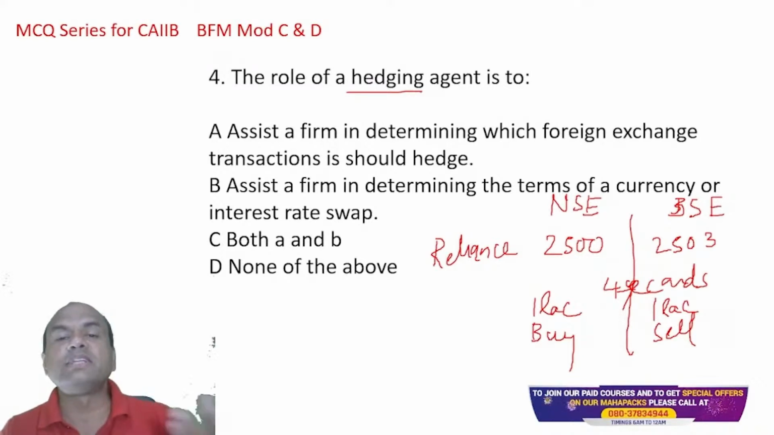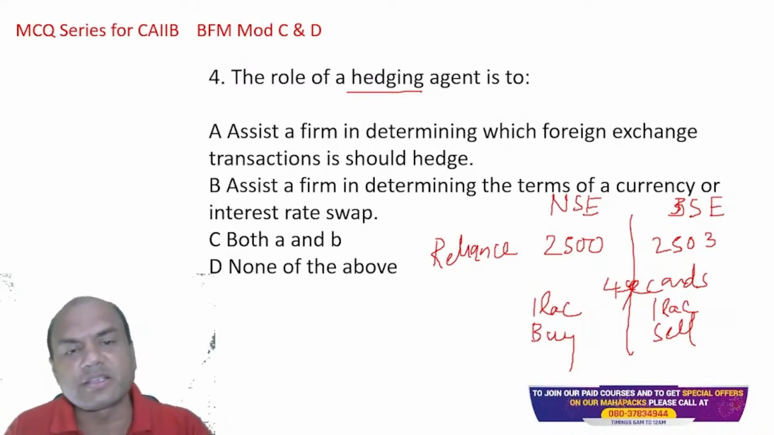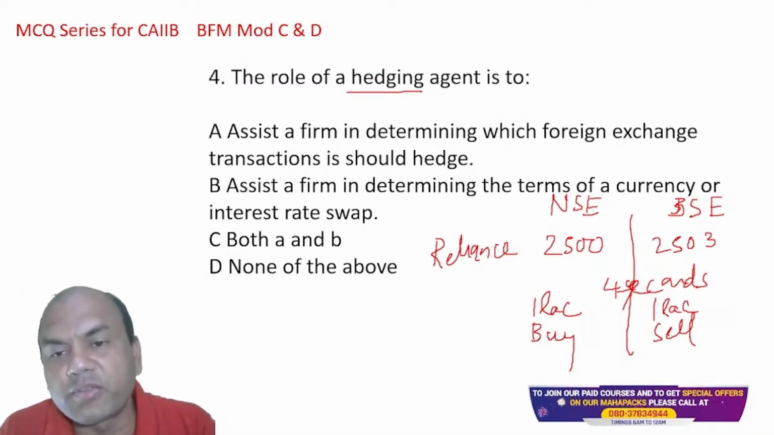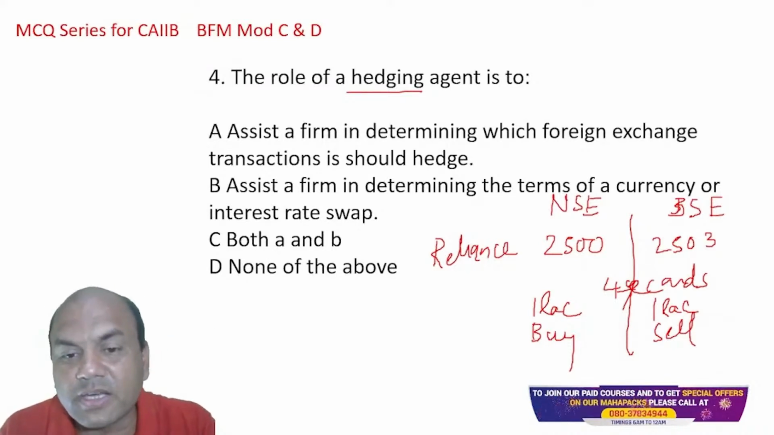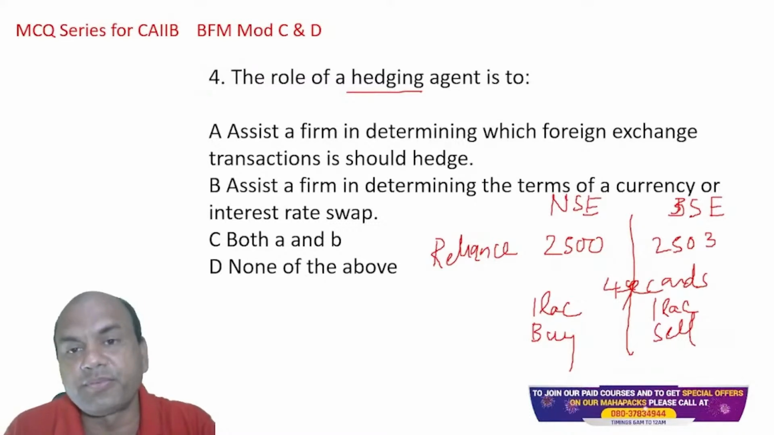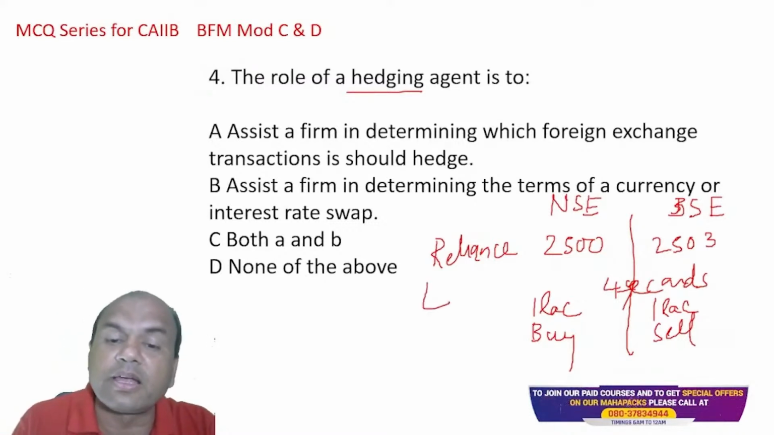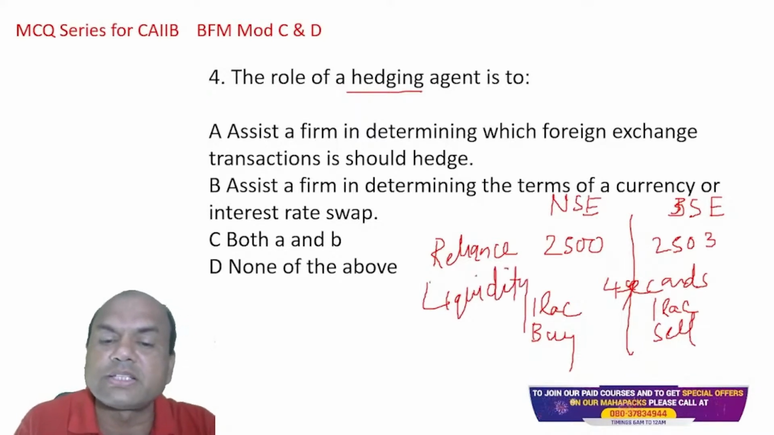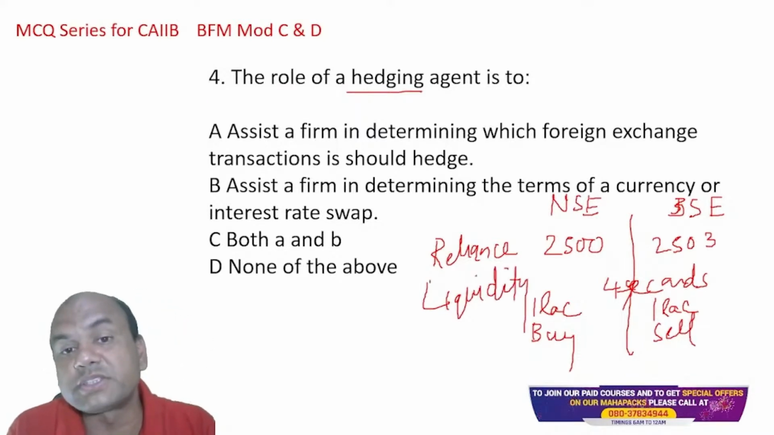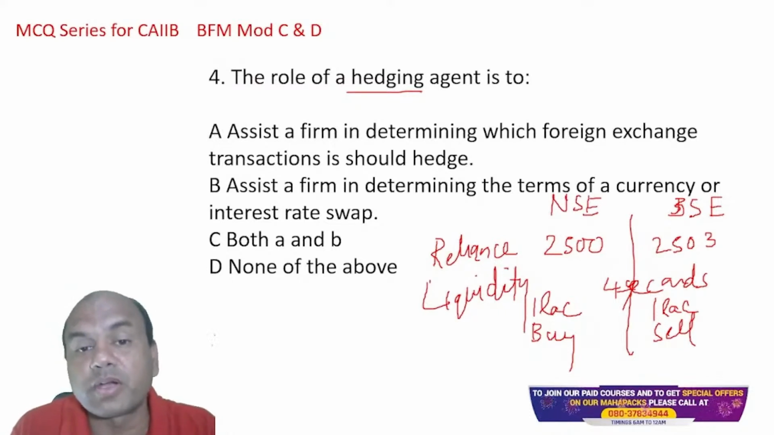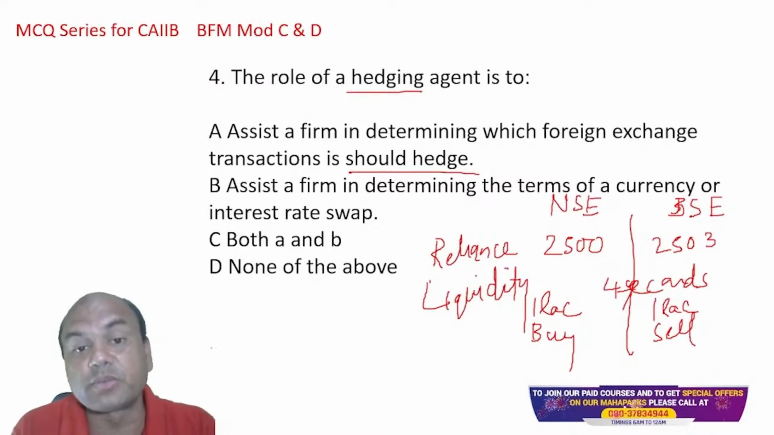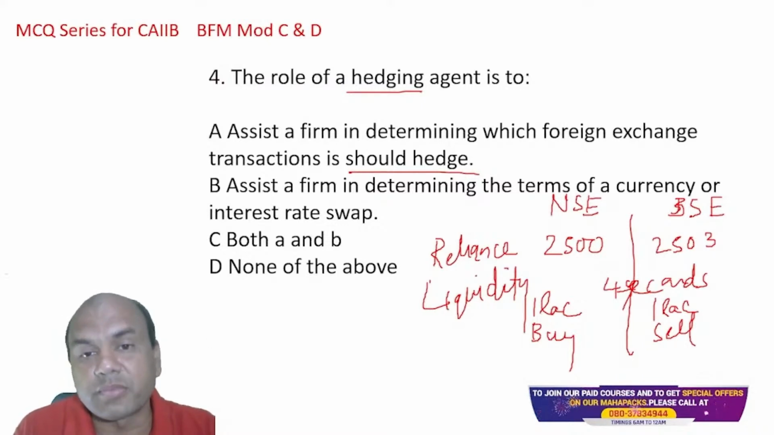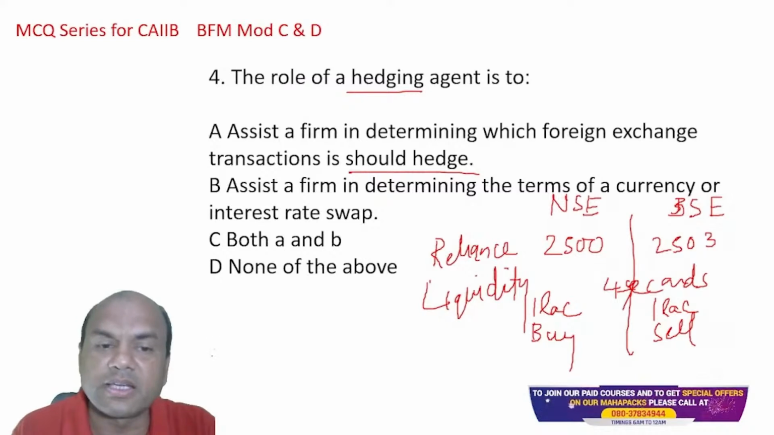So what is the role of hedging? Forget this agent. What is the role of hedging? Assist the firm in determining which foreign exchange transactions should be hedged. Here, it depends on which currency or which commodity you are hedging. There should be enough liquidity in that. If there is no liquidity, then there's no logic of hedging. Hedging is always done in liquid stocks, liquid commodities. So which is to be hedged should be decided, and that should be supported by the agent's team.